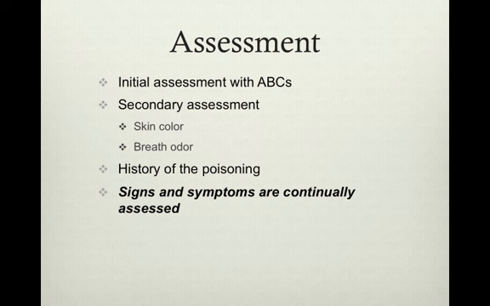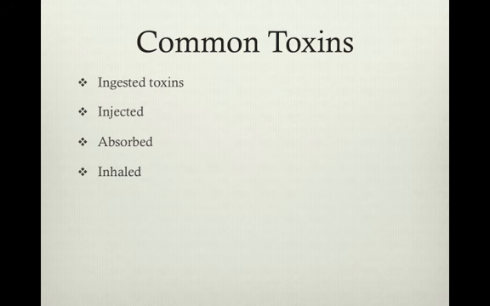History of the poisoning, always good in getting a good history of the poisoning. So what kind of substance, how much was involved, if you can get that information, when the poisoning occurred, any attempt at treating the poisoning, whether the poisoning was accidental or a suicidal gesture, and a significant medical history of the patient. Signs and symptoms should be continuously assessed for trending. That may help you get more clinical indication or actually find what kind of poisoning agent was actually used. Common toxins here: ingested toxins, injected, absorbed, and inhaled.